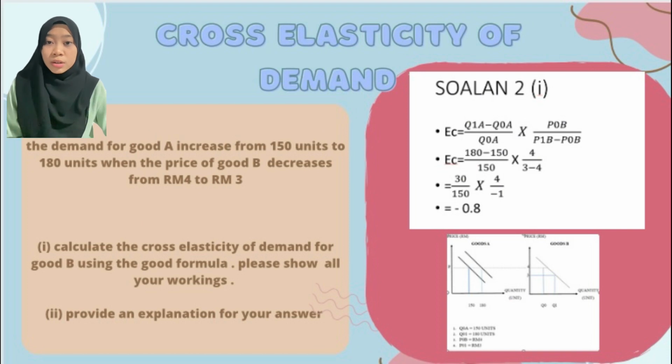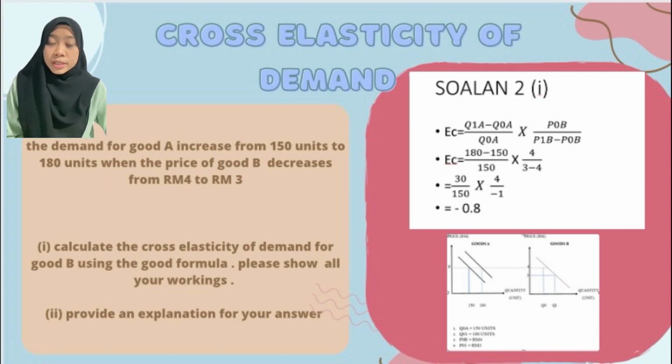The change in quantity of good A minus the original quantity, divided by the original quantity, multiplied by the original price of good B, divided by the change in price of good B minus the original price. So, 118 minus 115, divided by 115, multiplied by 4 ringgit divided by 2 ringgit minus 4 ringgit. So, the answer is negative 0.8.